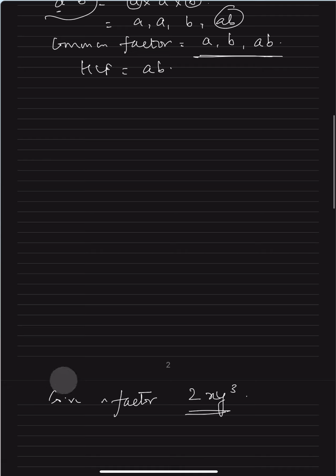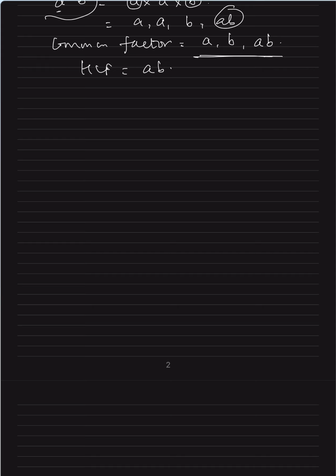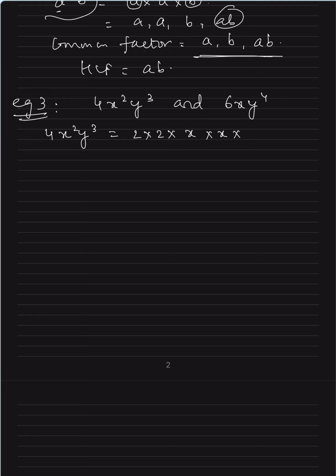Now the next example we will take is 4x square y cube and 6xy raised to 4. See, 4x square y cube. I can write it as 2 into 2 into x into x into y into y into y. Okay, and 6xy raised to 4 I can write it as 3 into 2 into x into y 4 times.